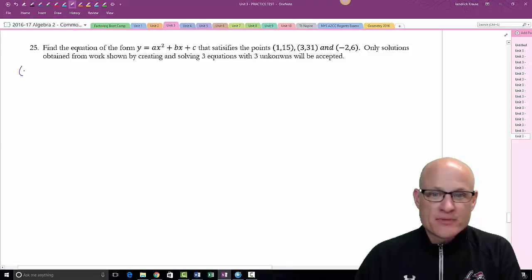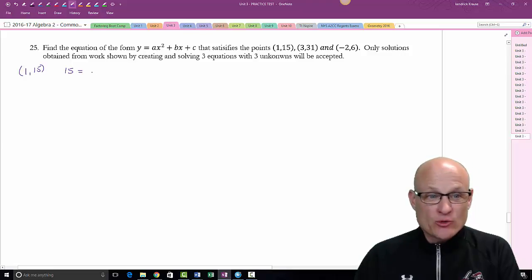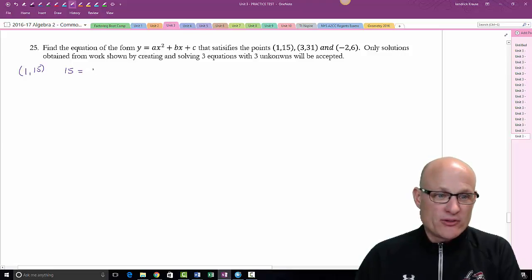So we're going to use the point (1, 15). So in for y goes 15, in for x goes 1. Well, 1 squared is 1, so that just ends up with a, plus 1 times b, which is just b, plus c. That was really boring.